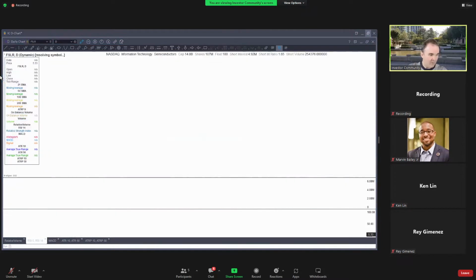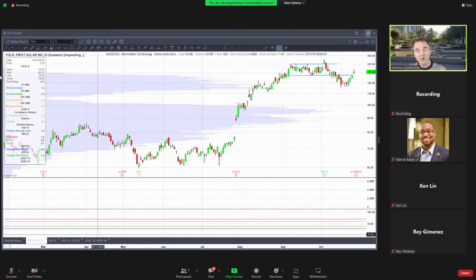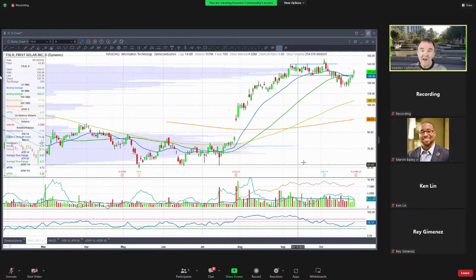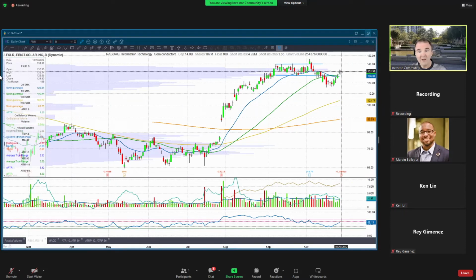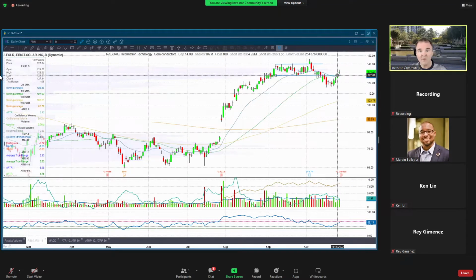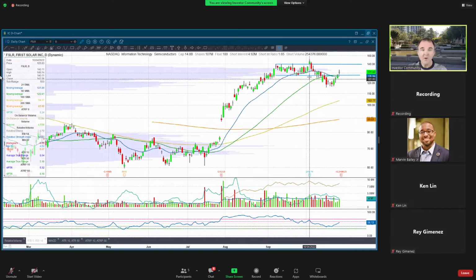Let's take a look at a couple of the solar stocks that we watch. First Solar, okay, that has come back up into the range that it fell out of a couple of weeks ago. So that's good to see. That's healthy price action there. Let's extend this one across too. Okay. So let's see what happens here.